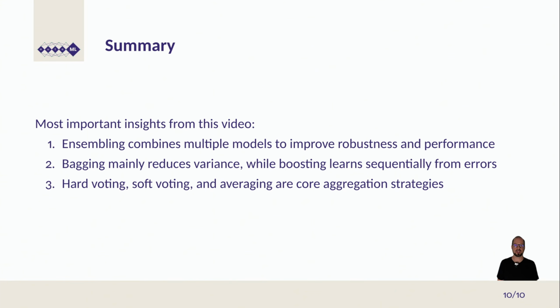To summarize, in this video, we learned that ensembling combines multiple models to improve robustness and performance, and that we want to use this in automated machine learning because, due to the hyperparameter optimization, search, or other search procedures, we obtain a library of models, and only using a single one would be wasteful. We recapped that bagging mainly reduces variance, while boosting learns sequentially from errors. And we had a look at hard voting, soft voting, and averaging as aggregation strategies in ensembling.